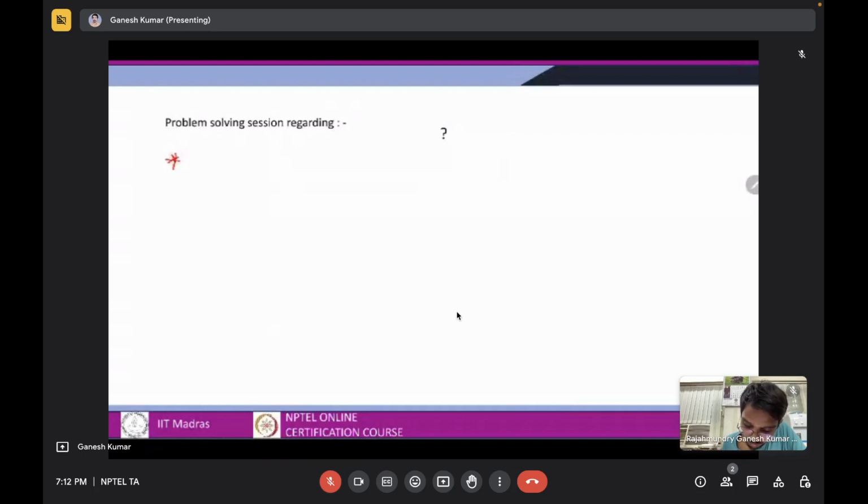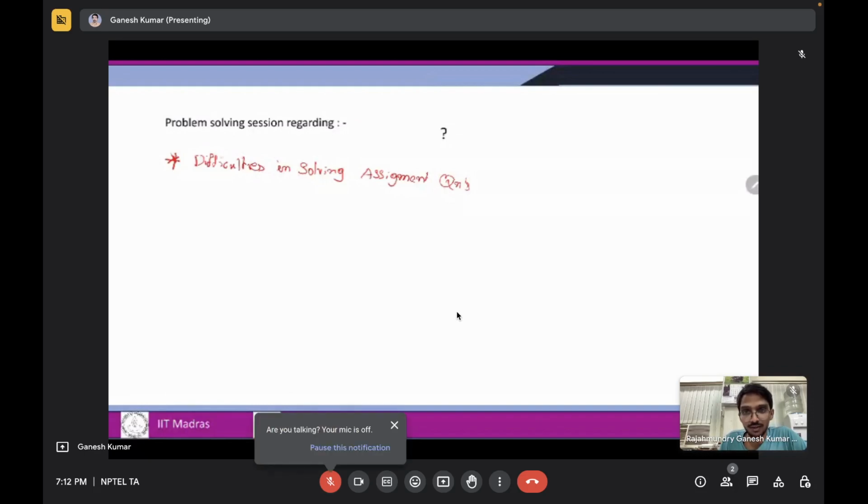It doesn't mean that we'll provide solutions to the assignment problems, but mostly I will try to suggest a way so that the candidates are able to answer the assignment questions well. That is of course one priority for this problem solving session.